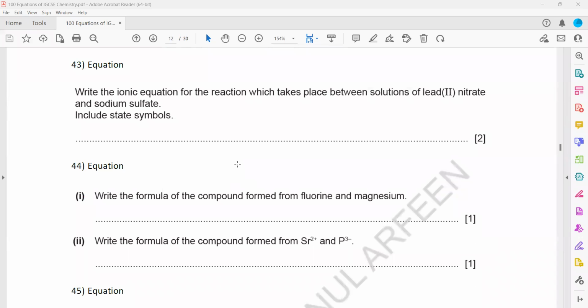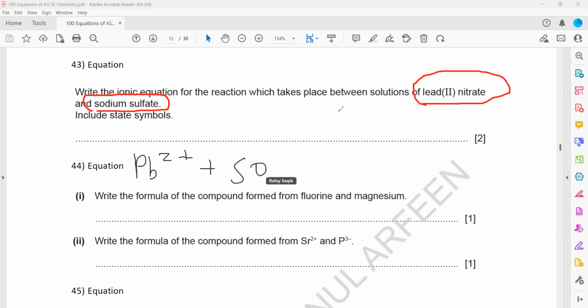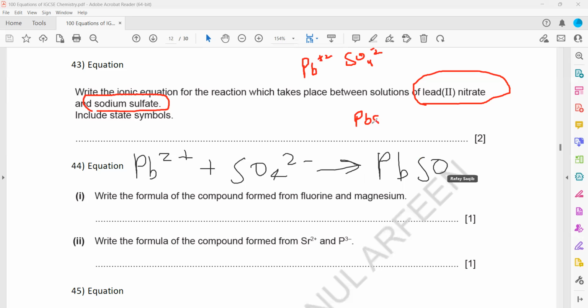Then the next page: write an ionic equation for the reaction which takes place between lead nitrate and sodium sulfate. First, what will be the precipitate formed when lead nitrate reacts with sodium sulfate? What will be the name of the precipitate? Lead sulfate, because the products will be lead sulfate and sodium nitrate. All nitrates are soluble, so it will form lead sulfate. Lead is +2 and sulfate is -2, so lead sulfate is PbSO4.